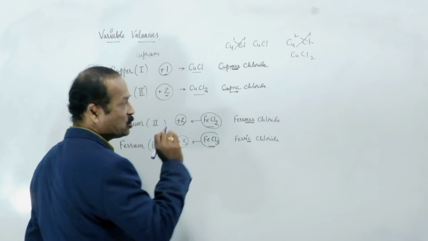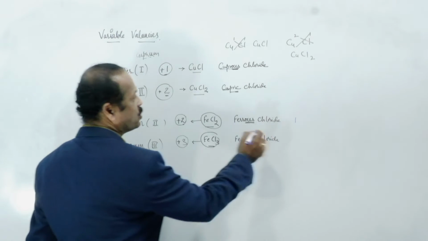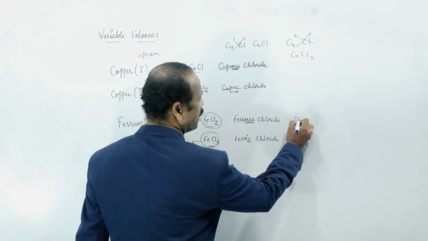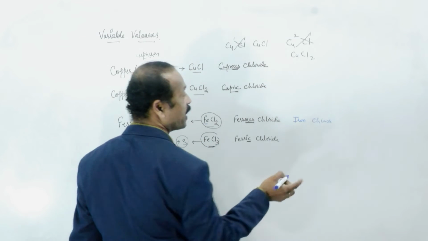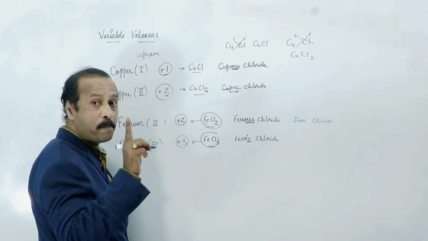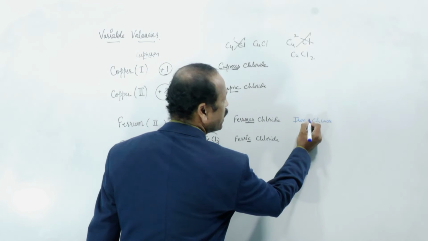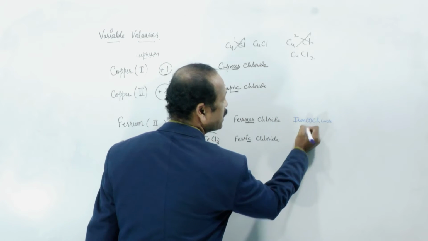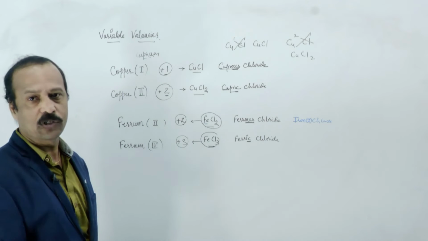Sometimes ferrous chloride can also be written as iron chloride, because Fe is what? Iron. So, Fe means iron, so you can write iron chloride. But if you write iron chloride, then you have to mention its valency. 2. So, beside the iron you should mention +2. Like this also you can write.